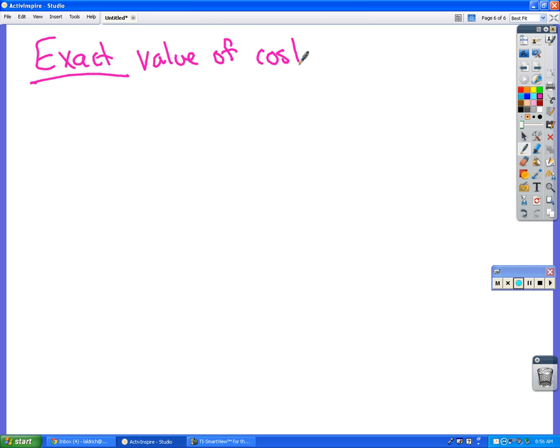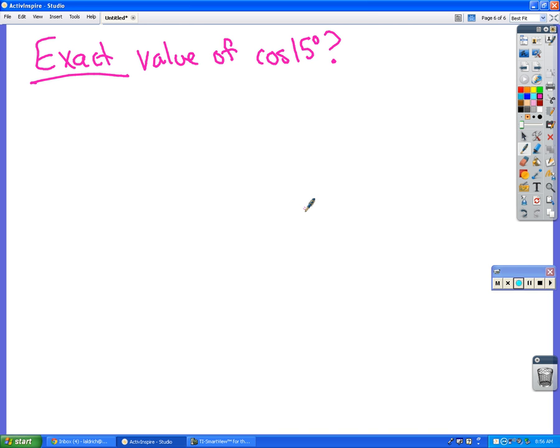Of the cosine of 15 degrees. Okay? Now, as soon as you see that word exact, that means we're not using a calculator, because as soon as you bust out the calculator, you're going to get a big long decimal number and you're going to end up rounding. Okay? So exact value means, you know, square root of 3 over 2 or something funky like that.